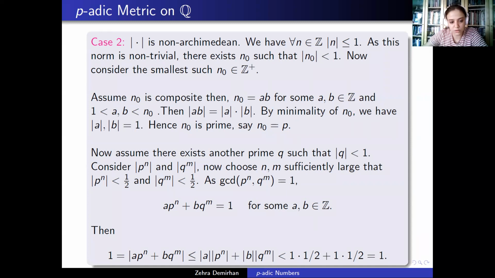We will do this by contradiction. So let's assume to the contrary that n0 is a composite number. Then we have n0 equals ab for some integers a and b, of course, where a, b are between n0 and 1.